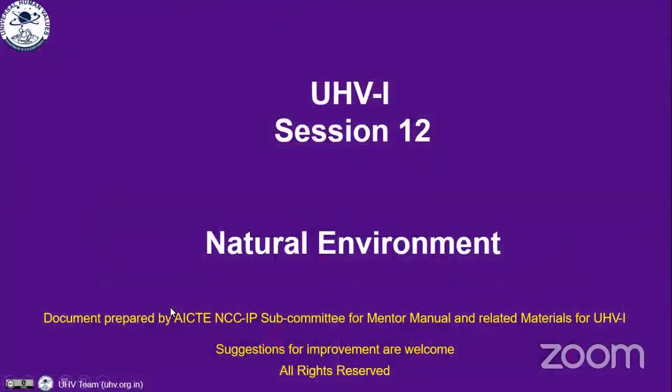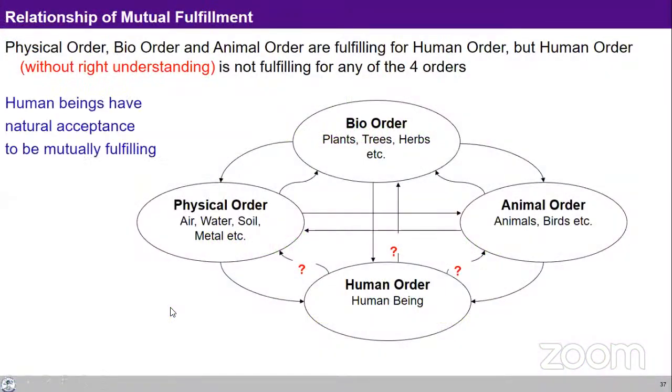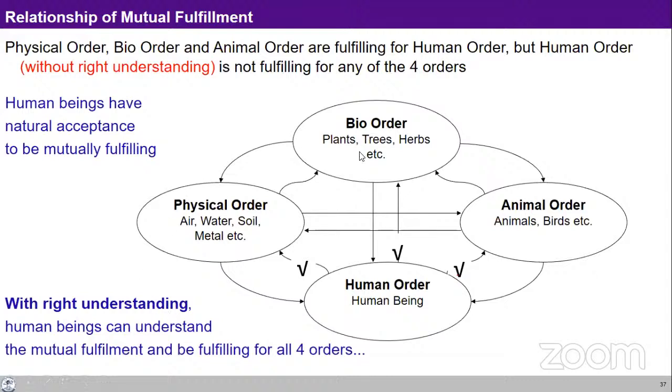Then we discussed about society, nature also. With this, identified it in four orders, we can see the mutual fulfillment related with all the three orders. But human being without right understanding, we are exploiting the nature. So what is required? With right understanding, human beings can understand the mutual fulfillment and be fulfilling for all the four orders. So these were the contents we discussed so far.